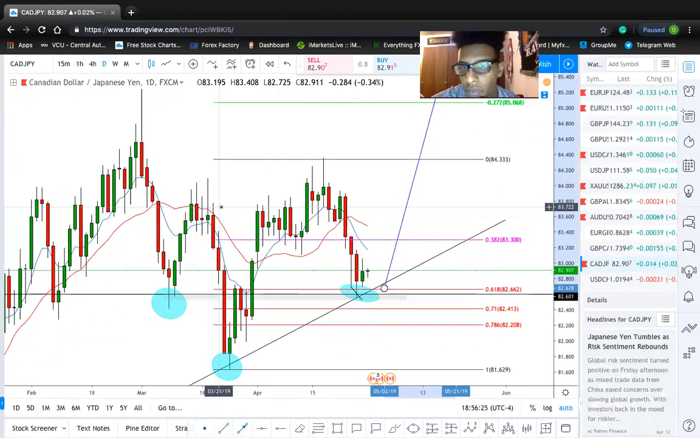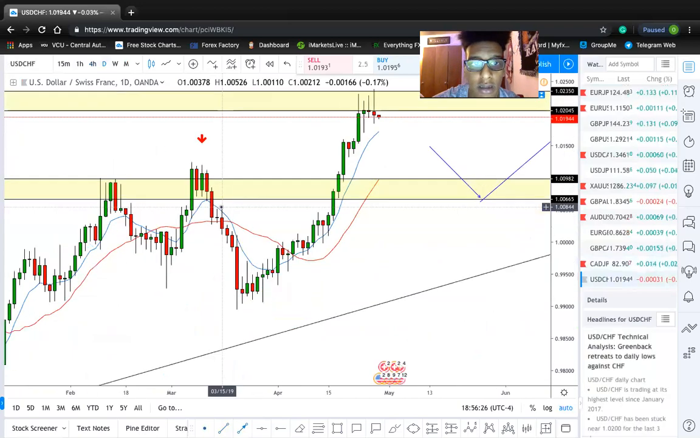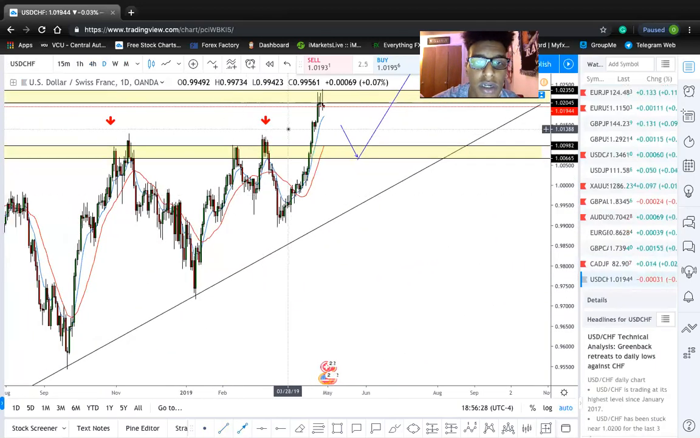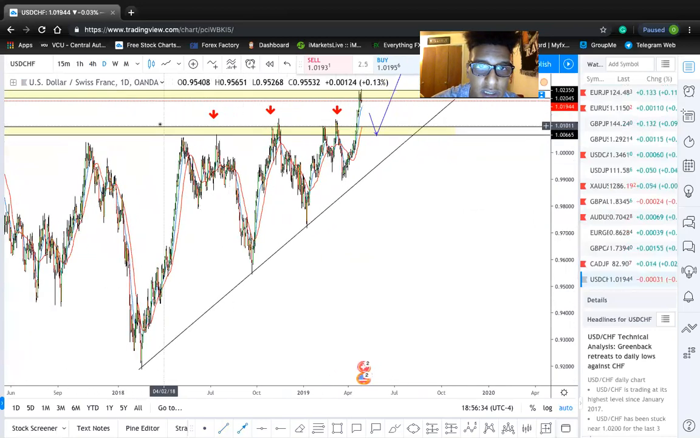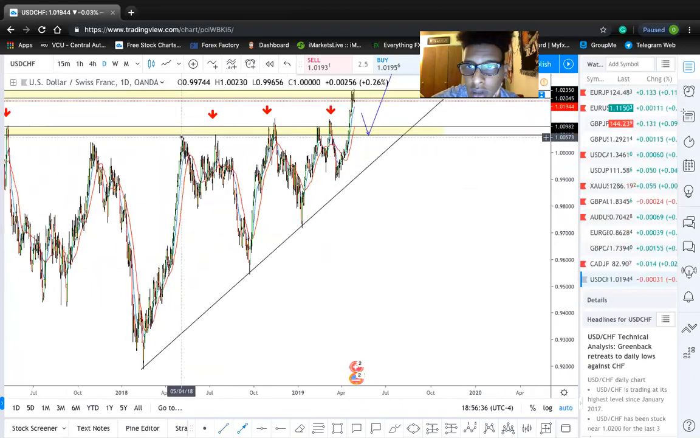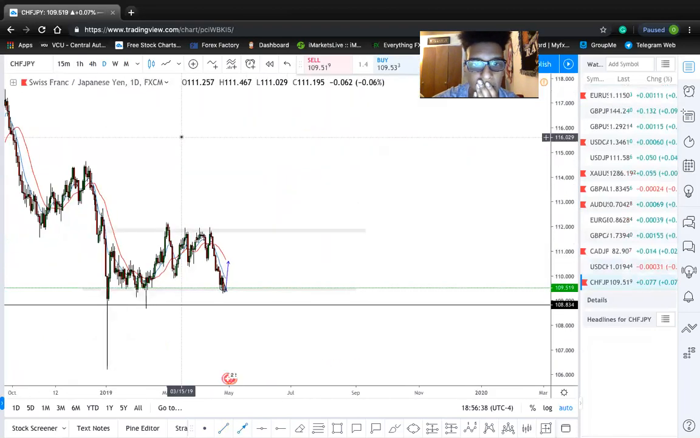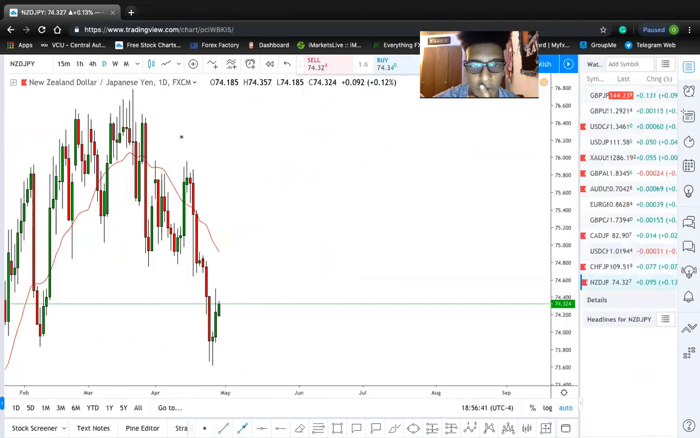And yeah, CAD JPY, USD CHF, we had a huge impulse to the upside. We can see we can get a potential retest at these previous resistance zones. So we'll see what happens. Okay, I think that's pretty much it.